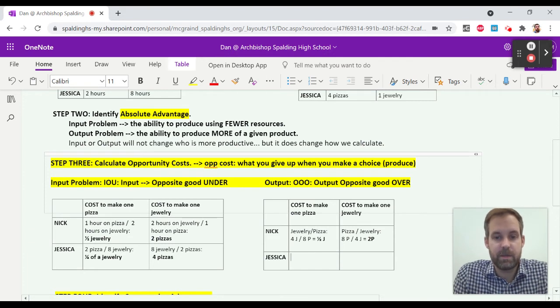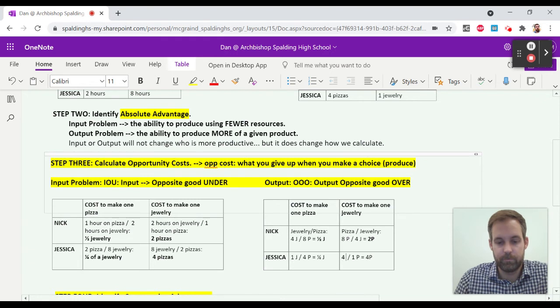Right? So the cost to make 1 pizza, again, would be jewelry over pizza for Jessica. So 1 jewelry divided by 4 pizza gives you an answer of 1/4 of a jewelry. And then 4 jewelry divided by 1 pizza equals 4 pizzas given up per jewelry. Oh, I had this one backwards, sorry. 4 pizzas divided by 1 jewelry gives you 4 pizzas is the cost of making jewelry.